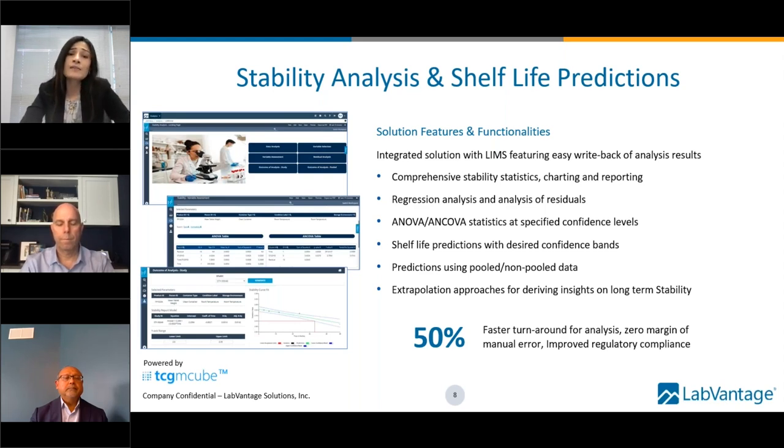The solution provides the ANOVA and ANCOVA statistics, the analysis of the residuals, the residual plots, and of course the shelf life predictions with the confidence bands, and gives the users complete flexibility of analysis. It can work with either individual batch data. You can also pool multiple batches together, so either all batches in a study together or multiple batches in a certain campaign grouped together, and then do the shelf life prediction using a pooled batch analysis rather than individual batches.